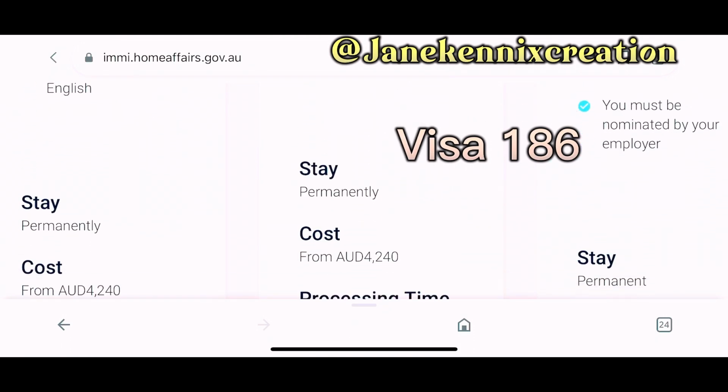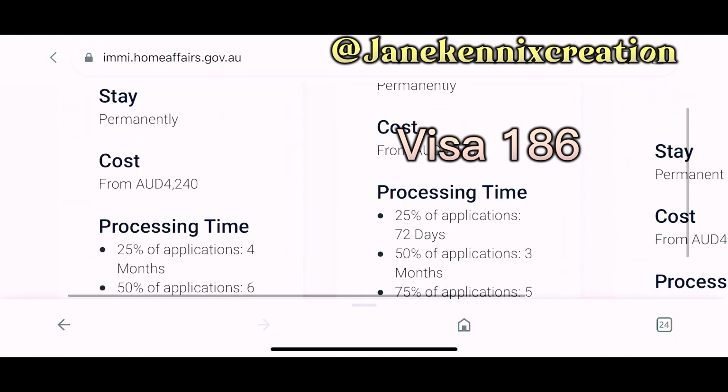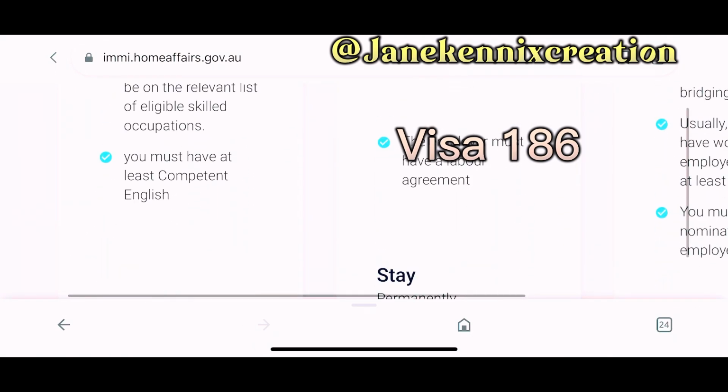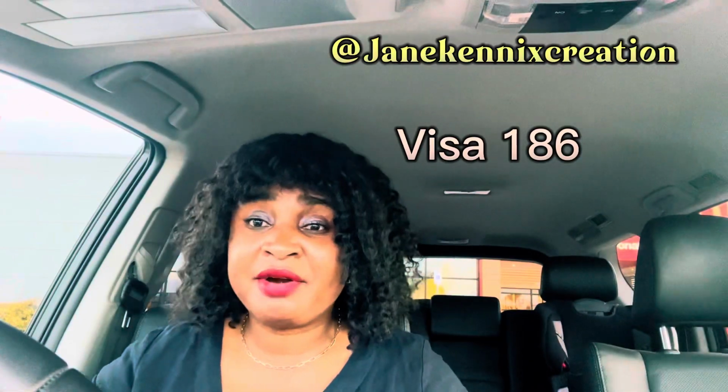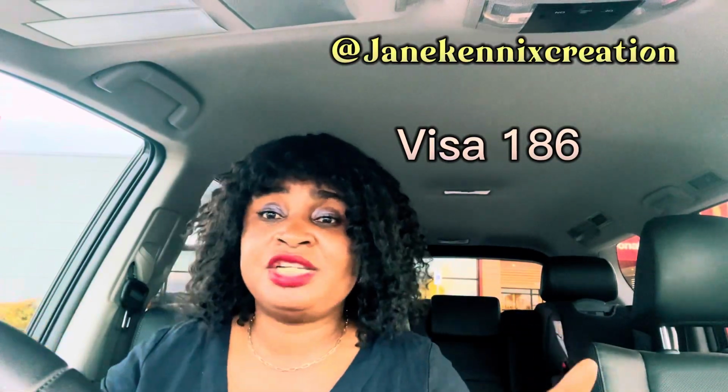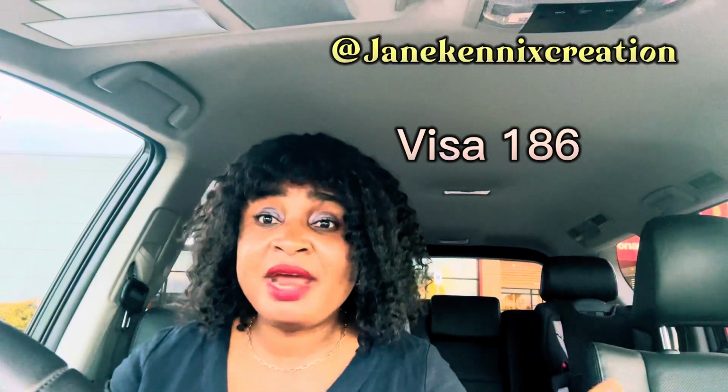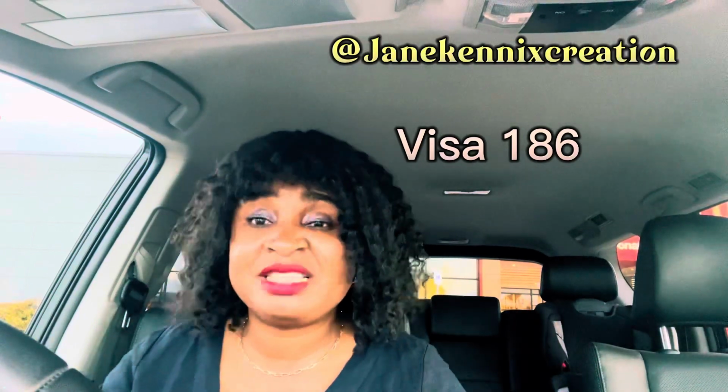It allows people that are not currently in Australia to apply for this permanent resident visa. You see, there is a labor agreement pathway. There are a lot of agreements because the shortage of skills in some areas is really affecting businesses in Australia.